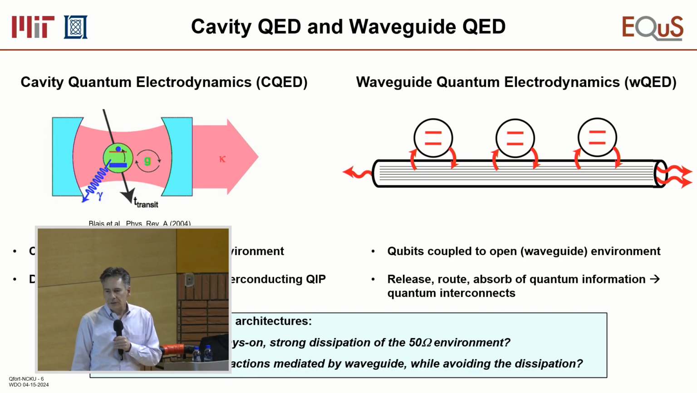But then the question is, we're faced with two challenges. If we want to use this architecture, how can we avoid the always-on strong dissipation of this quasi-continuum of modes, which in electrical engineering terms we'll call the 50-ohm environment? And then second, even if we can do that, can we engineer interactions that are mediated by the waveguide, but also avoid the dissipation? Okay, and those are the two questions we want to answer.